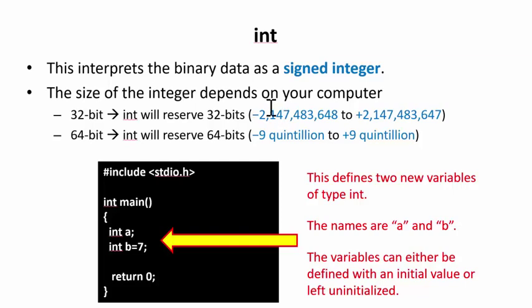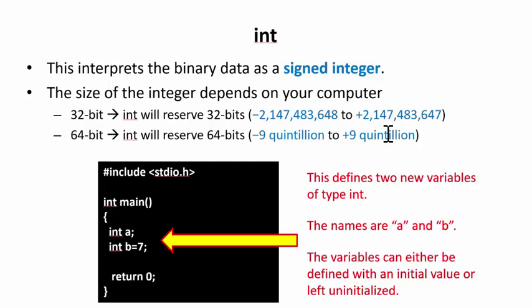Okay, now 32 bits, that's not a ton of ones and zeros, but that is able to store from negative 2 billion up to positive 2 billion, so it can store quite a bit of numbers. And if you have a 64-bit machine, it will reserve 64 bits of memory, and that's enough to store down to negative 9 quintillion and up to positive 9 quintillion.